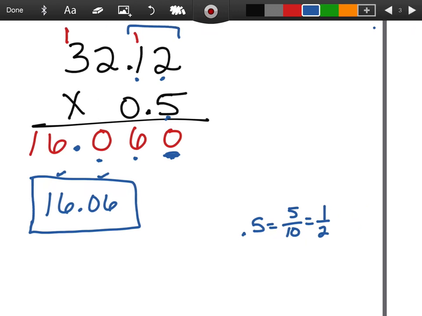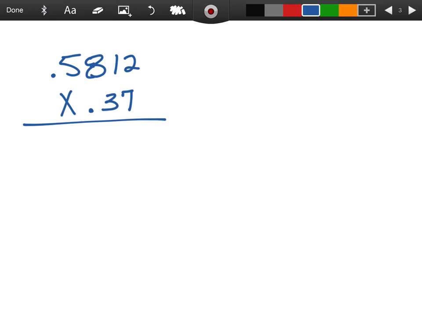All right, let's look at one more real fast. Okay, I've got 50, oops, that's a horrible 5. Let's try that again. 5, 3, let's make that an 8. 5, 8, 1, 2 times 37. Okay, I'm going to put some decimals in here, and I'm going to put a lot of decimal places in here so we can see this. So I'm looking here. I have 1, 2, 3, 4, 5, 6 decimal places. Okay, that means my answer needs to have 6 as well. Okay, I'm going to get rid of those dots real fast. All right, and I'm just going to do the math.